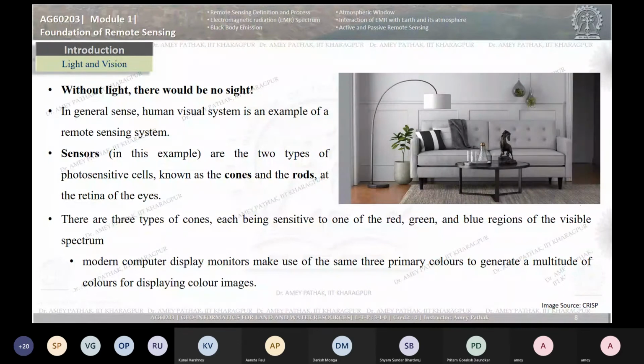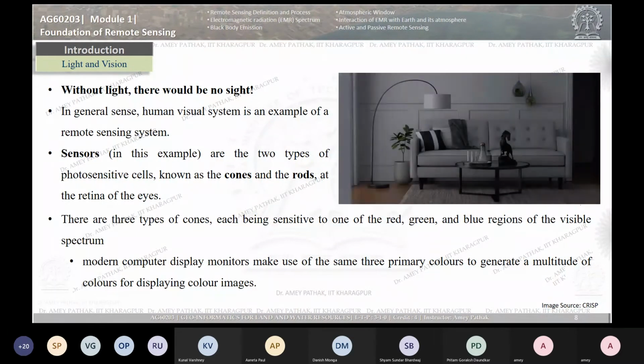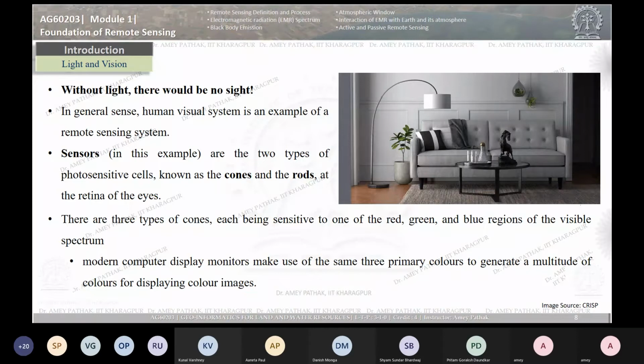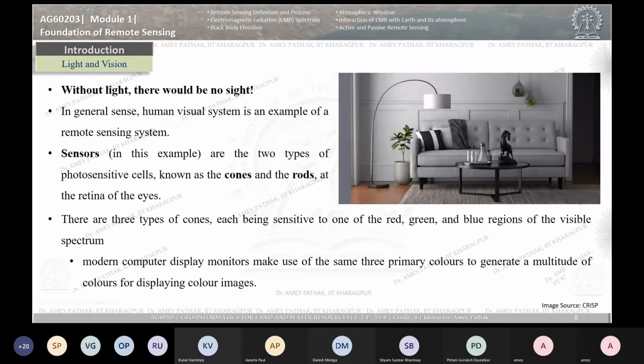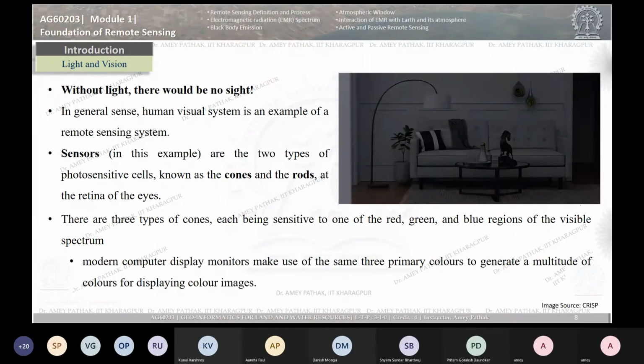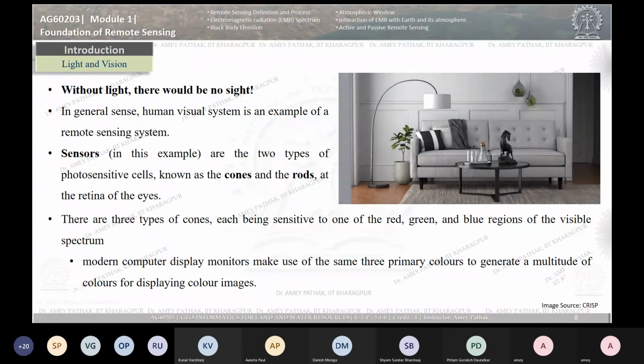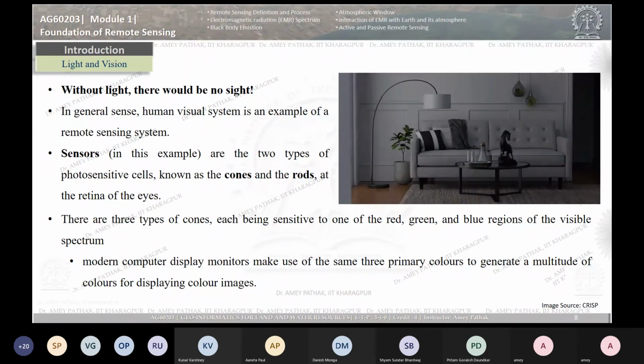So as I said, first is cone. There are three types of cone, and each is sensitive to a discrete wavelength. For example, red, green, and blue. So three types of cone, which are sensitive to the red wavelength, blue wavelength, and green wavelength of the visible spectrum. And we have the rods. Cones are sensitive to an individual band of visible light.